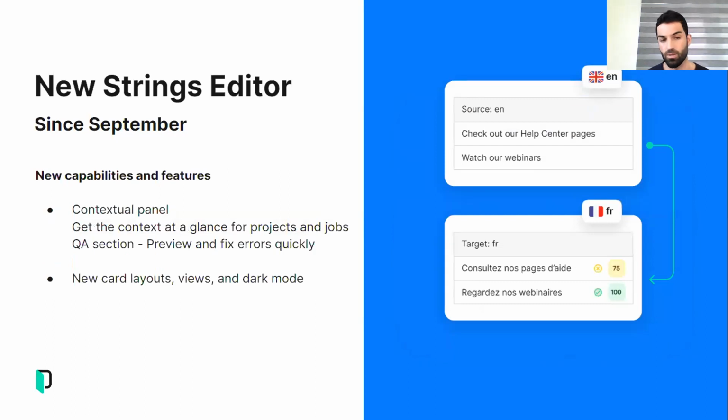Another capability that we improved was the contextual side panel, which allows you to get the context of a translation or a string that you are working on at a glance, about the project that translation belongs to or the job that it may come from. And another improvement in the contextual side panel was the trace action, which now allows you to preview and fix errors quickly before handing over your translations to your colleagues.